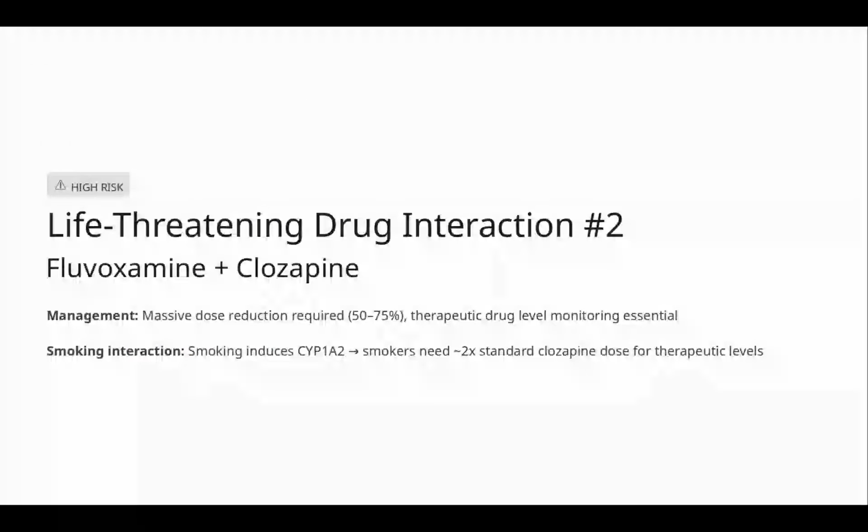Fluvoxamine and clozapine. Fluvoxamine is a potent CYP1A2 inhibitor. Clozapine is metabolized almost entirely by CYP1A2. When combined, clozapine levels can increase 5 to 10-fold, leading to seizures, severe sedation, and hypotension. This combination requires massive dose reduction and careful monitoring with therapeutic drug level checks. Conversely, smoking induces CYP1A2, so smokers often require double the standard clozapine dose to achieve therapeutic levels.